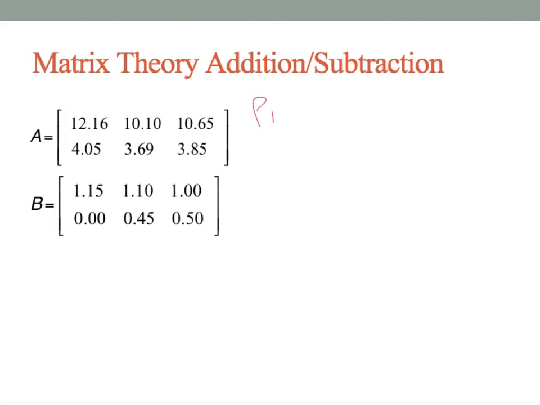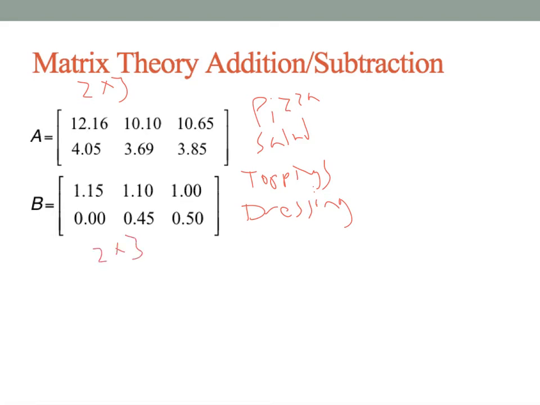This being the pizza and then salad row, and then this being the toppings, and this being the dressing row. Because these matrices are the same dimension, a 2 by 3 and also a 2 by 3, you can do any kind of addition or subtraction with these. I actually think there's a couple problems in your notes that I'd like you to try on your own. So give those a shot, and we'll talk about those in class.